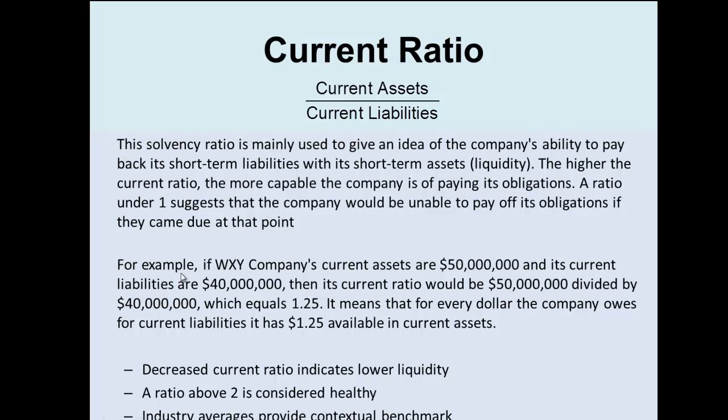I have an example here for us. If WXY company's current assets are $50 million and its current liabilities are $40 million, then we would divide those two together and they would have a current ratio of 1.25. That means for every dollar that the company owes for current liabilities, it has $1.25 available in current assets.